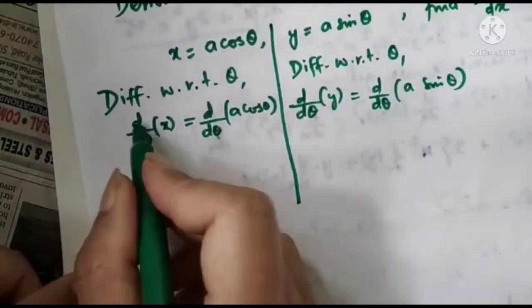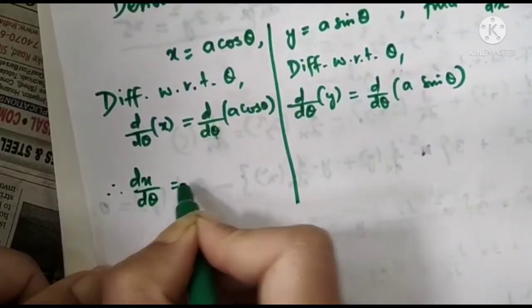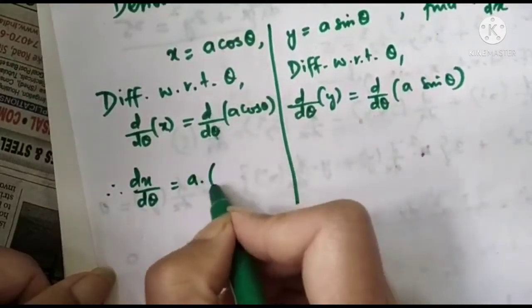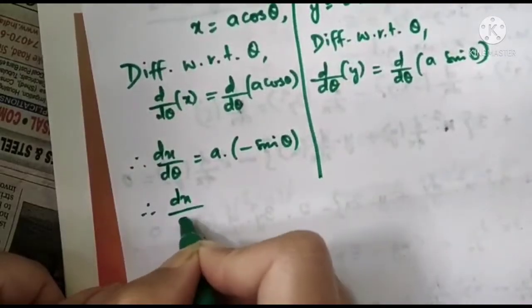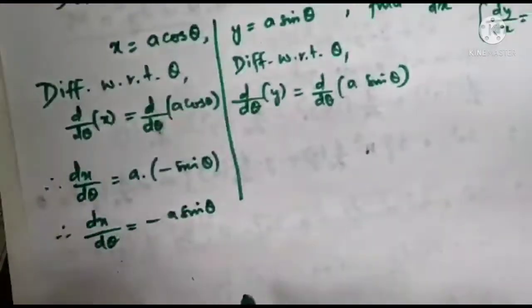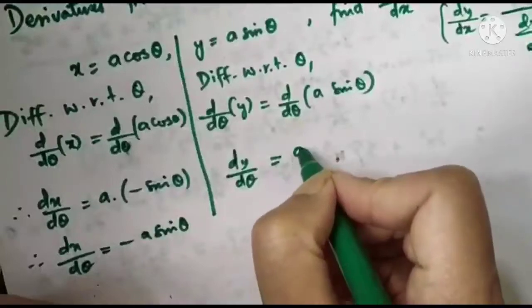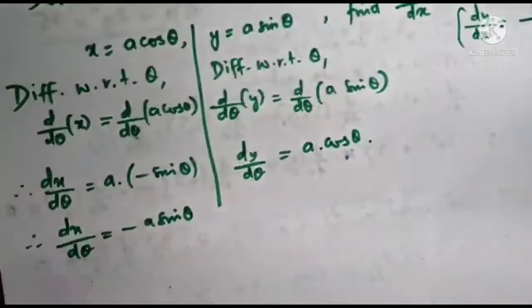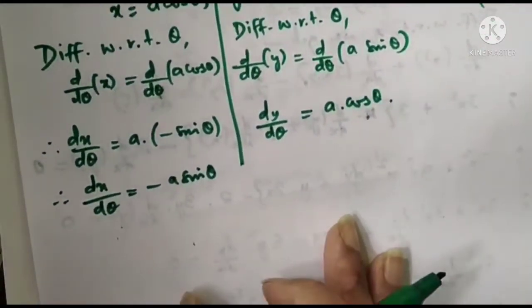Okay, let me differentiate. d by d theta of x is dx by d theta. As simple as that. a is a constant, a comes out. d by d theta of cos theta is minus sin theta. You all know that, right? Therefore, dx by d theta equals minus a sin theta. Similarly, this side I'll have dy by d theta equals a, which comes out as a constant, d by d theta of sin theta is cos theta. So, dx by d theta is minus a sin theta, dy by d theta is a cos theta.